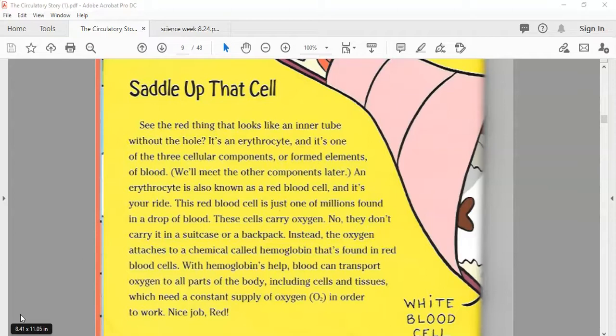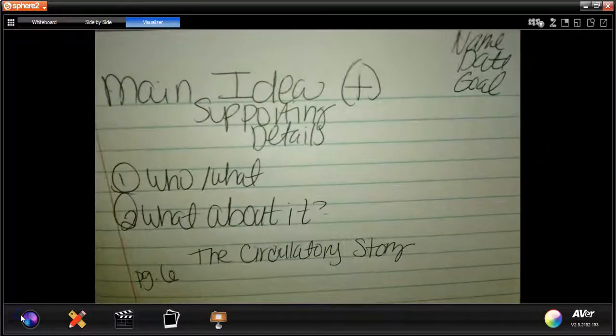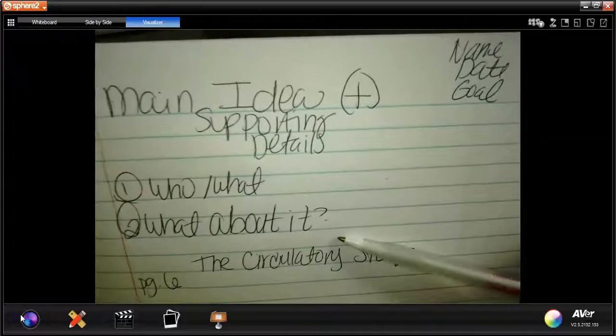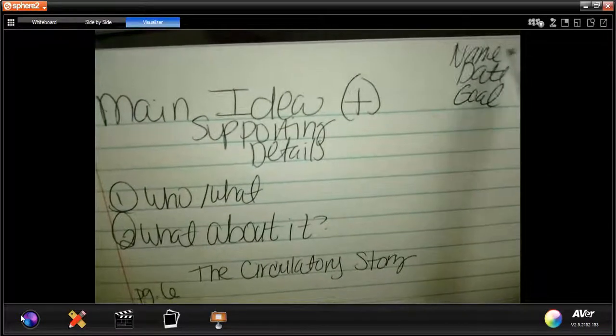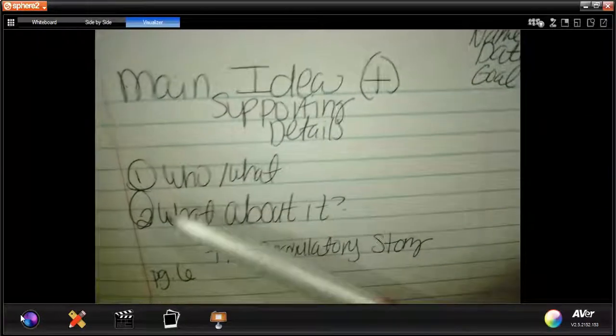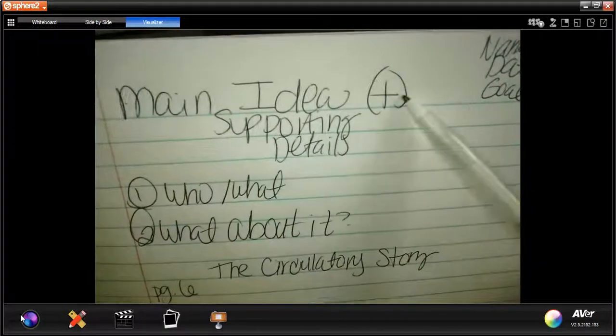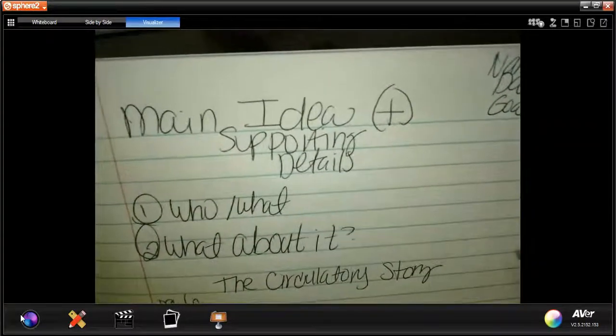Now let's find supporting details. But before we continue, let's go ahead and grab our composition book so we can write the main idea. Okay, boys and girls, make sure you open your composition book. And it could be below where you wrote the key points. Make sure you write your name, date, and go. Make sure you label this main idea plus supporting details.